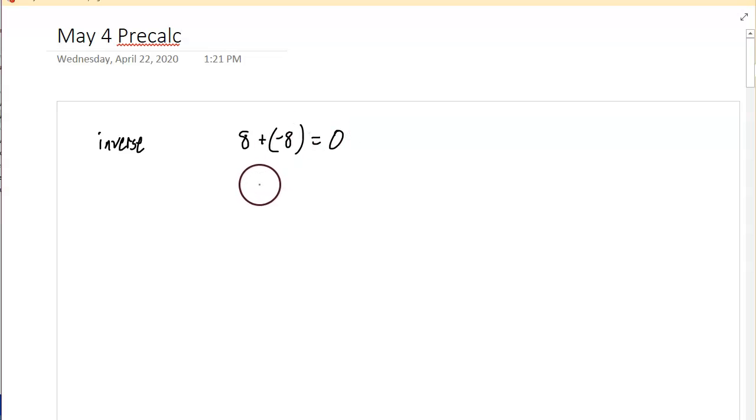In algebra, you also learned about multiplicative inverses. For example, the multiplicative inverse of 4 is 1/4, because when you multiply them together, that creates the multiplicative identity value for real numbers. 1 is the number that you multiply to a number to not change its value.